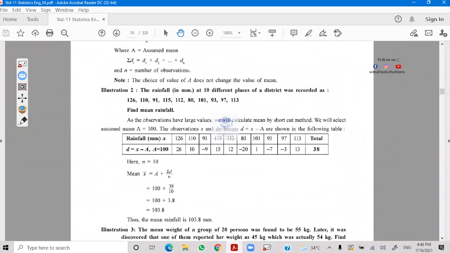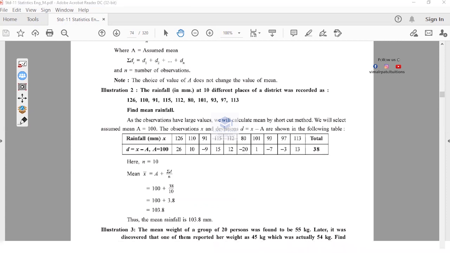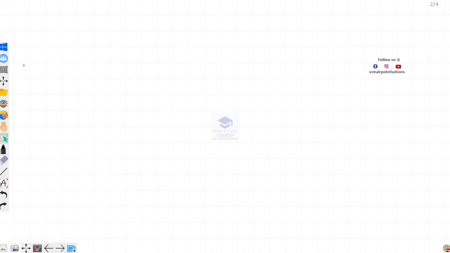Illustration 2. The rainfall at 10 different places of a district was recorded as 126, 110 to 130. Find mean rainfall. So they haven't specified which method is to be used. I am solving this sum by two methods, direct as well as indirect. This is ungrouped data because only the value of x is given.